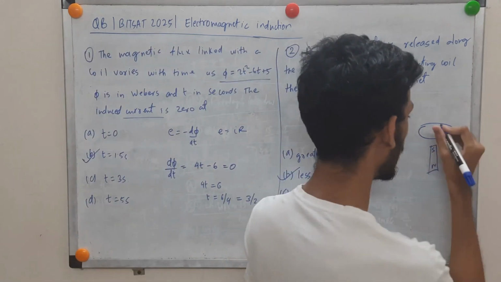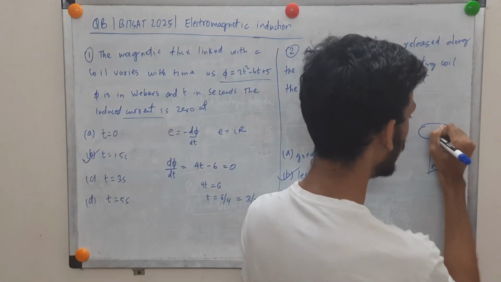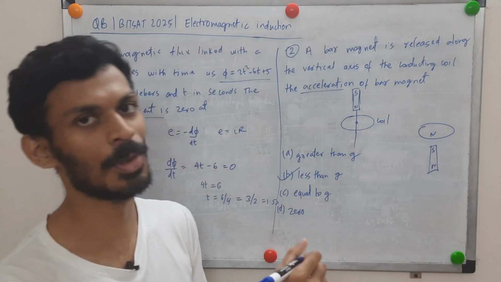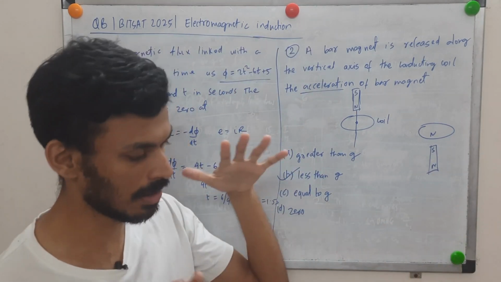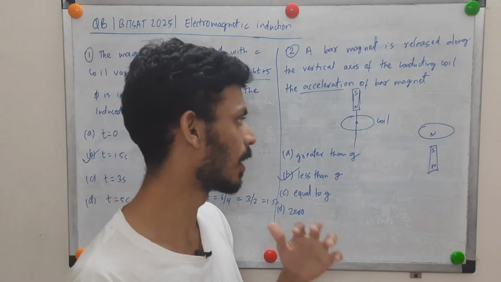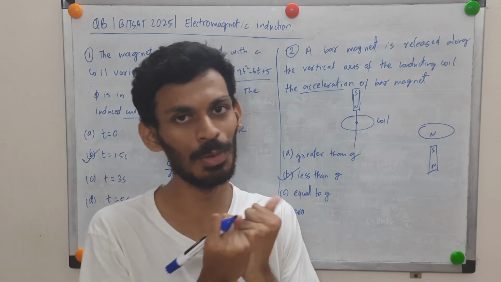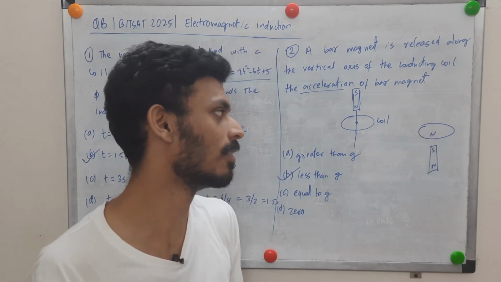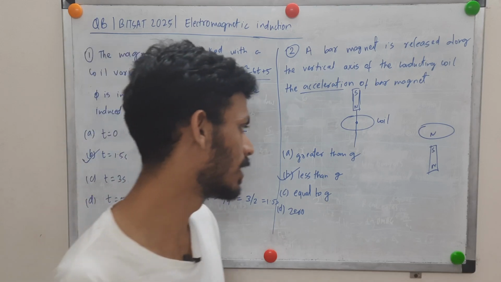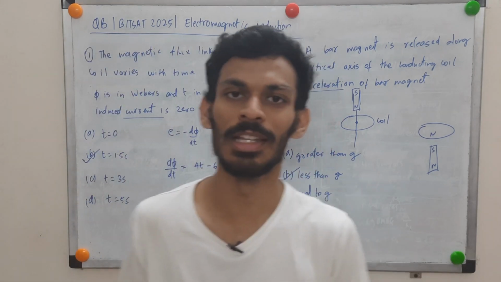Since south is leaving, it will create north. So in both cases it is creating north, just in opposite directions. It will create north and again try to pull it, attract the south pole. So that's the logic behind slowing it down.